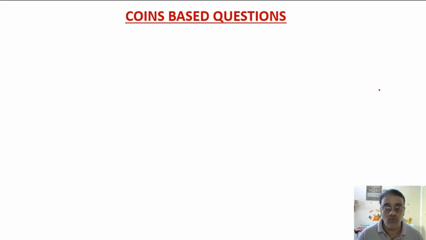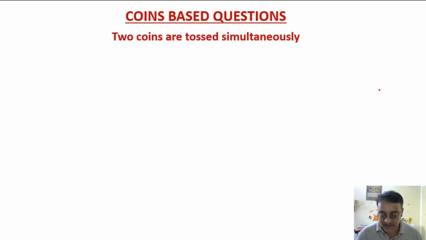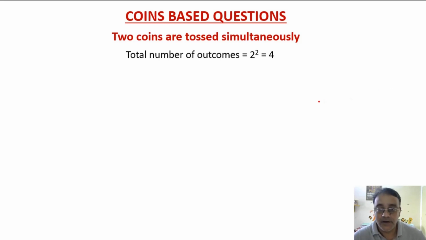Now let us start with the 2 coins based questions. When 2 coins are tossed simultaneously, what are the total number of possible outcomes? 4. Right. तो वो 4 कैसे होगा देखो, और एक कोड मैं बता रहा हूँ, ध्यान से देखो. 2 to the power 0, 2 to the power 1, next one is 2 to the power 2, and the fourth one is 2 to the power 3. So this is 8, and this is 4, and this is 2, and this is 1.